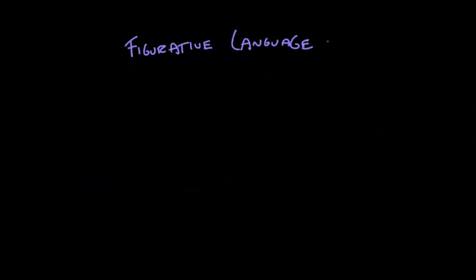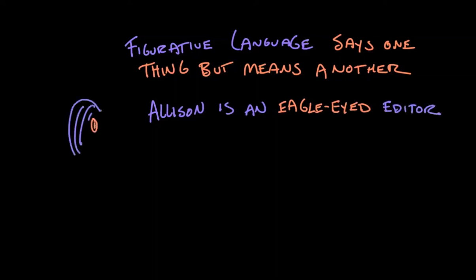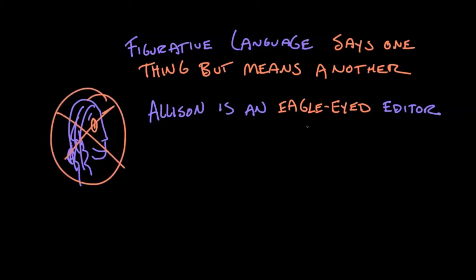Figurative language says one thing, but means another. I could say that my colleague Allison is an eagle-eyed editor, and when I say that, I don't mean that she literally has an eagle's eyes in her head. That would be a terrifying achievement of medical science. No, I'm saying that she is sharp and attentive in the same way that an eagle is. So I'm saying something that is not literally true in order to express something that is true, that Allison is good at editing. Would you call that a lie? I'm not sure I would. It's just a non-literal way of expressing myself.